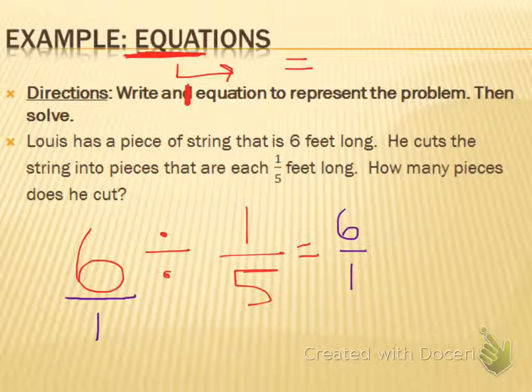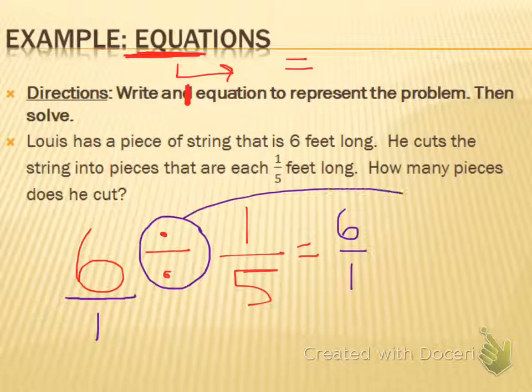But I am going to change this division sign. I'm going to change this division sign into its inverse operation, the multiplication sign. And then I'm going to flip-flop my 1/5 here. So I'm going to write the reciprocal, or the opposite, of 1/5. And all I do is flip 1/5 into 5 over 1. And now I have a nice and simple multiplication problem. I have 6 over 1 times 5 over 1.